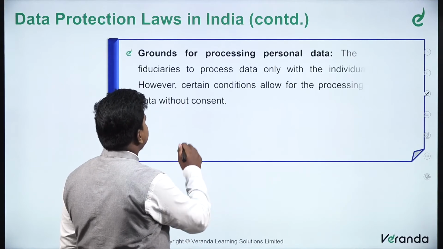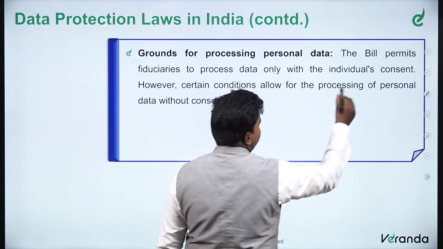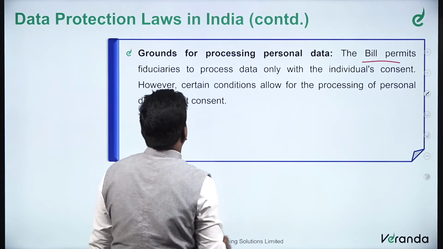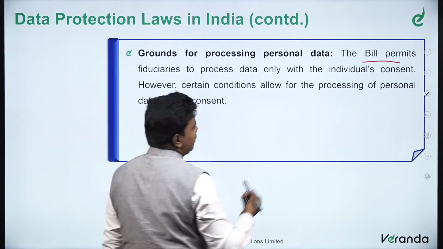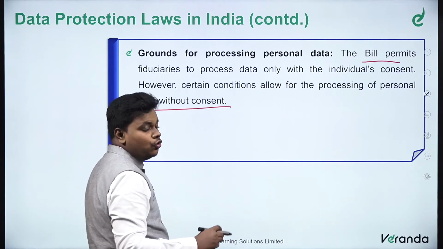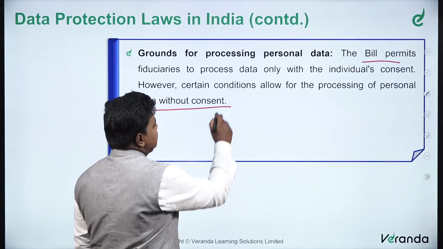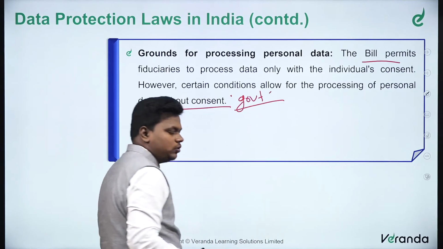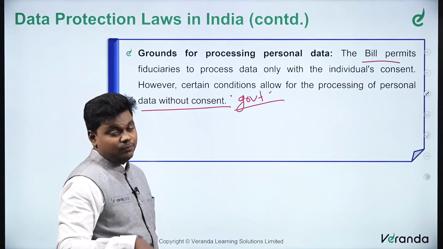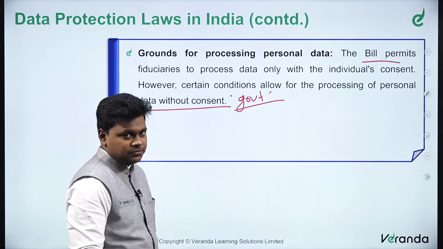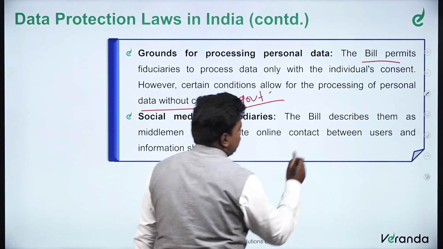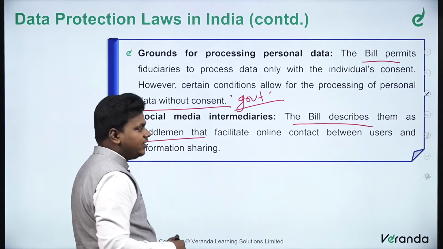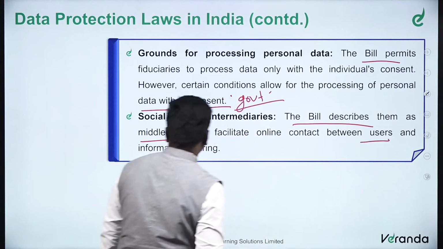Then further, the grounds of processing of personal data. So the bill permits fiduciaries to process data only with the individual's consent. However, certain conditions allow for the processing of personal data without consent. So who has this discretion? It is actually the government. So the government can use this loophole to access the private data of individuals for security purposes or any other purposes. Then social media intermediaries. So the bill describes social media intermediaries as a middleman that facilitates online contact between users and information sharing.